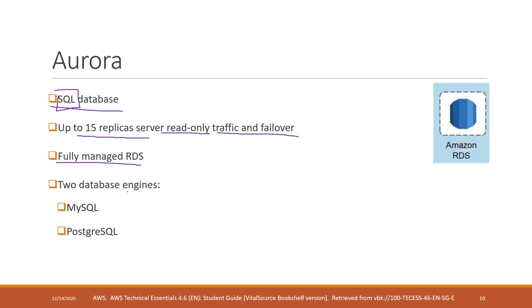For Aurora, they provide two types of engines, MySQL and PostgreSQL. That means if you are familiar with MySQL or PostgreSQL, you can choose the engine that you like, and you can treat Aurora as a PostgreSQL or MySQL database.